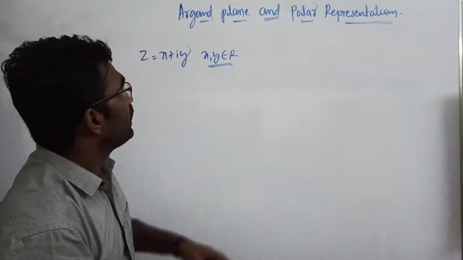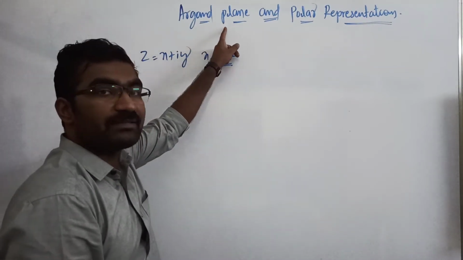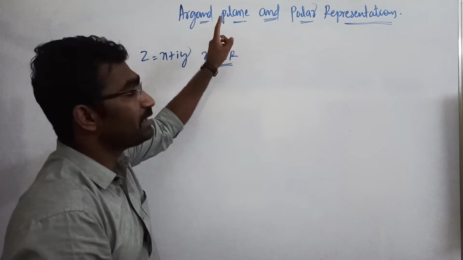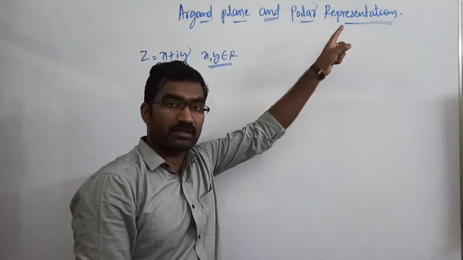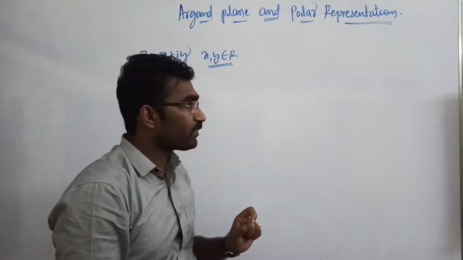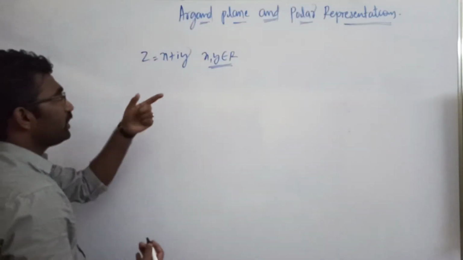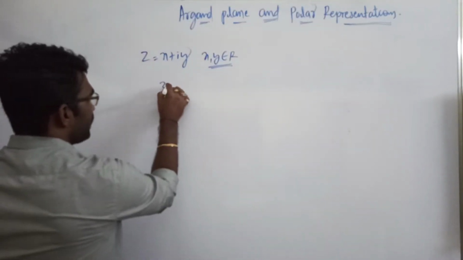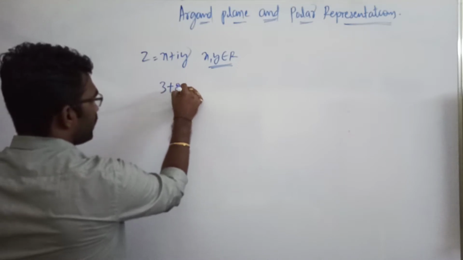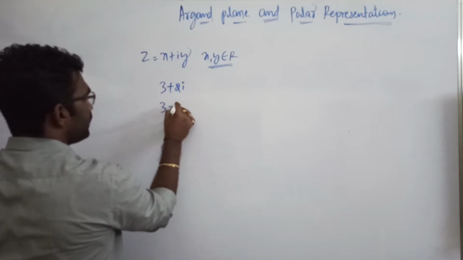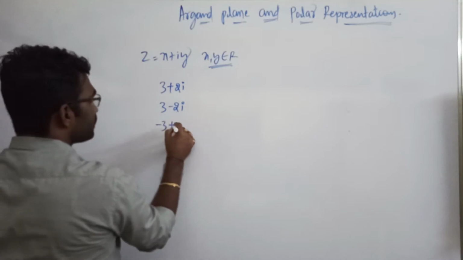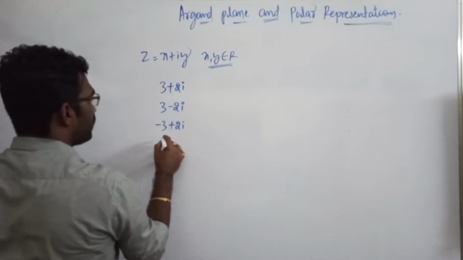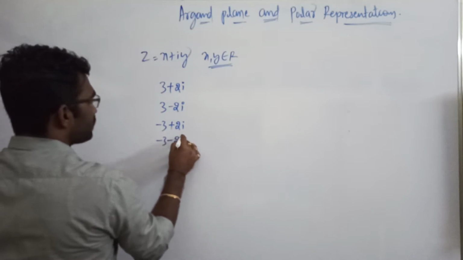Okay, so now I am trying to make you understand what this Argand plane is. This Argand plane is also called the complex plane. Next we will go for the polar representation. Okay, so I am going to write some examples now. I will write 3 plus 2i, or 3 minus 2i, or minus 3 plus 2i, or minus 3 minus 2i.